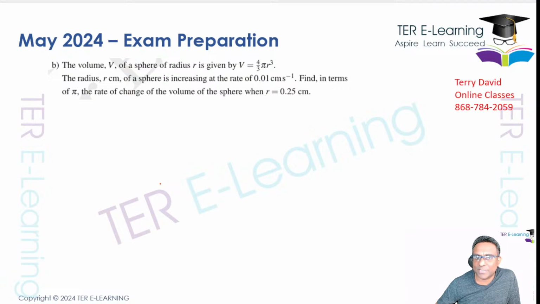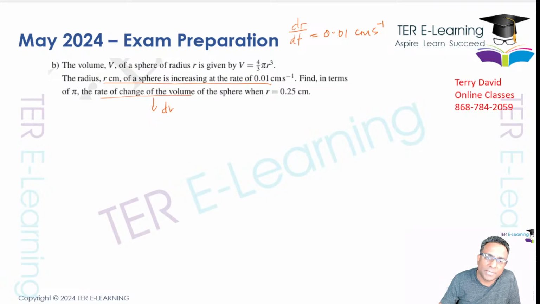Now when you get a question like this, you need to see what information is given here. They said the radius is increasing at a rate of 0.01. That means dr/dt, so you have to extract the information from the question. This is actually 0.01 cm s to the minus 1. So that's dr/dt. The next thing we want to work out is the rate of change of volume. So what they want is dV/dt. That's what the question wants. What is dV/dt?